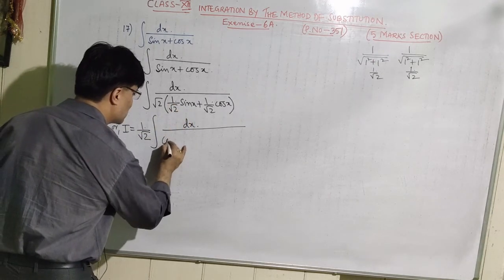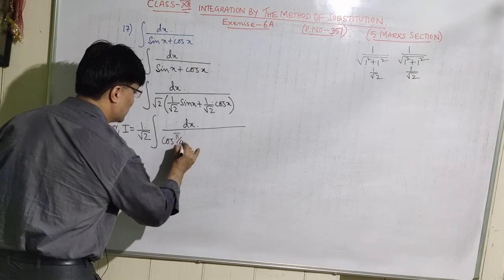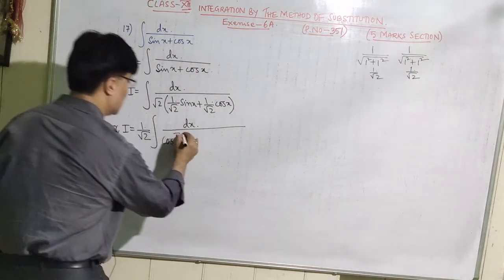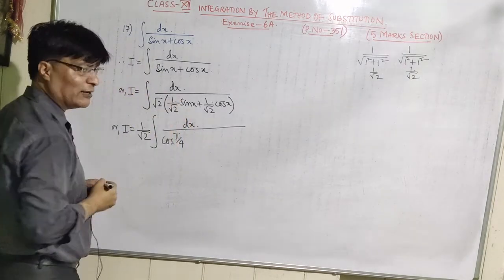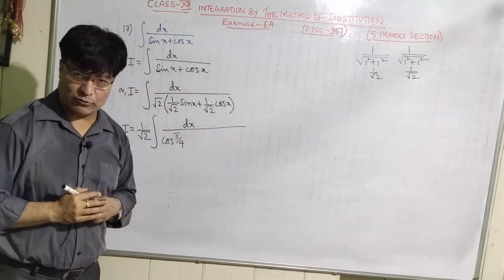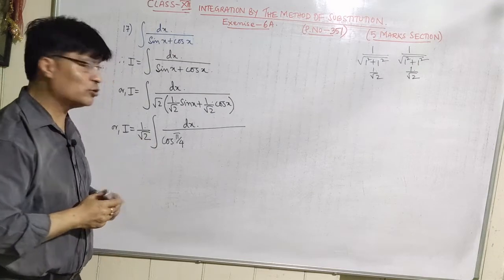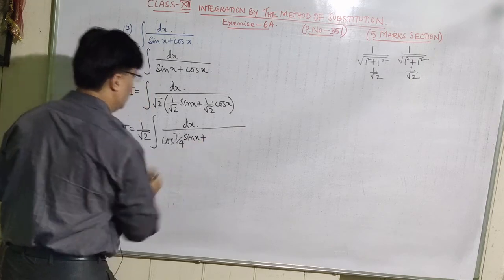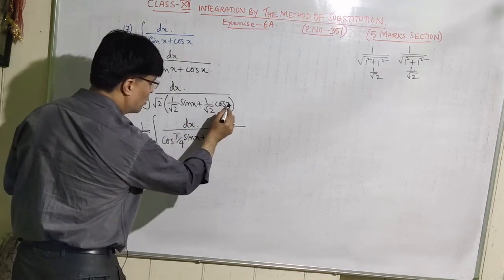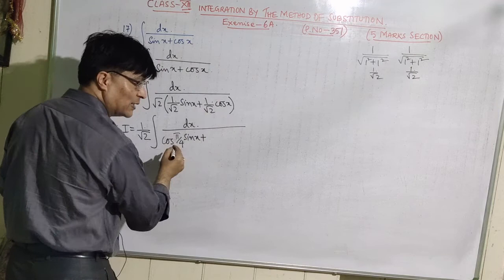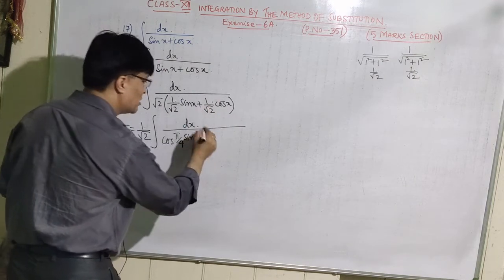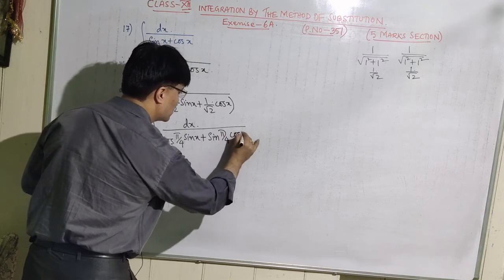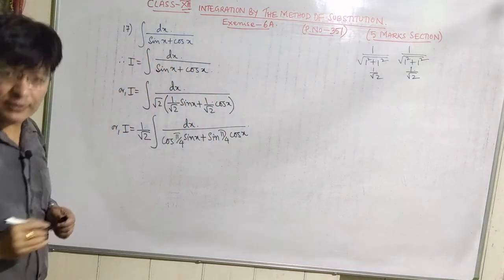1 by root 2 in terms of cos is cos pi by 4, isn't it? Because you know cos 45 is 1 by root 2. This is the standard value. Cos of which angle is 1 by root 2? Cos pi by 4, and it is sin x. Plus, if it is cos x, you have to write it in terms of sine. So sine of which angle is 1 by root 2? It is sin pi by 4, and it is cos x. So I think you have understood it.